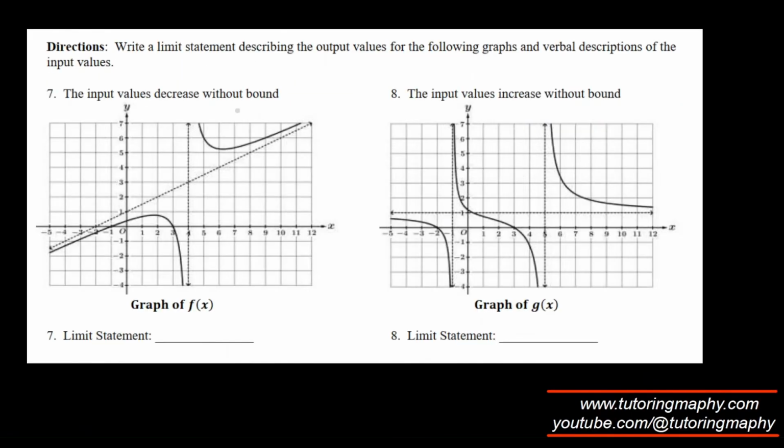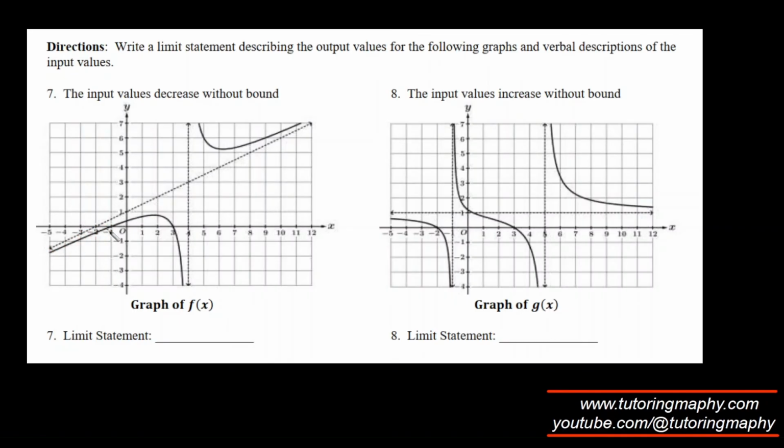Okay. Here we need to write the limit statement describing the relationship between the output and input. Verbal descriptions are given. The input value decreases without bound. We need to write the limit statement for this. Input value means x value, and if x is decreasing without bound, then you can see that this is approaching a slant asymptote, correct?